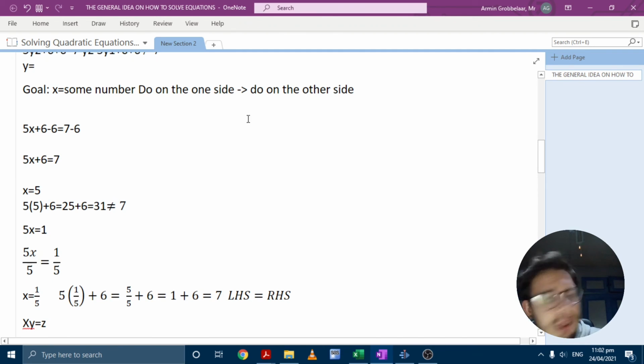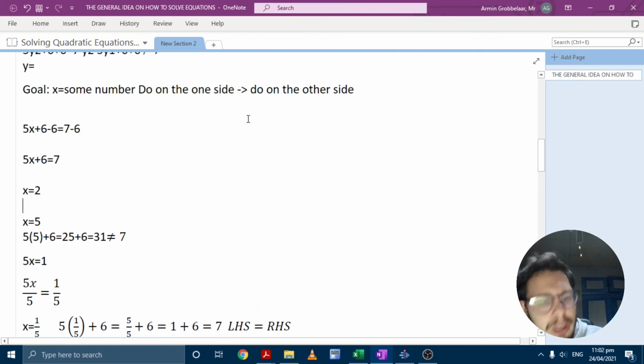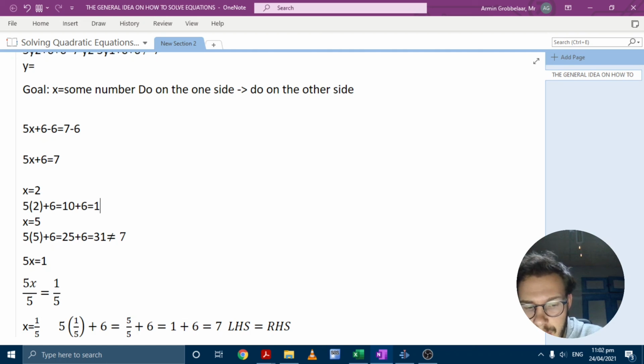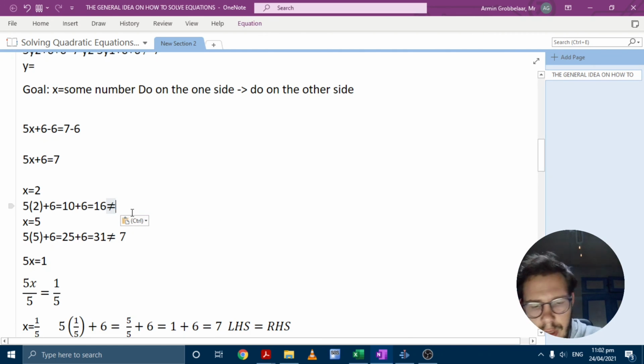So we can see, but now we can also try x equal to 2. So we have 5 times 2 plus 6. So we have 5 times 2 is 10, plus 6 is equal to 16, which is not equal to 7. So the only number that satisfies 5x plus 6 equal to 7 is x equal to a fifth.